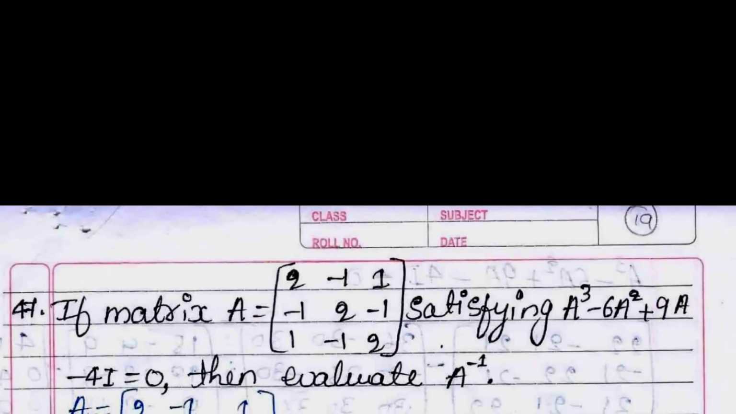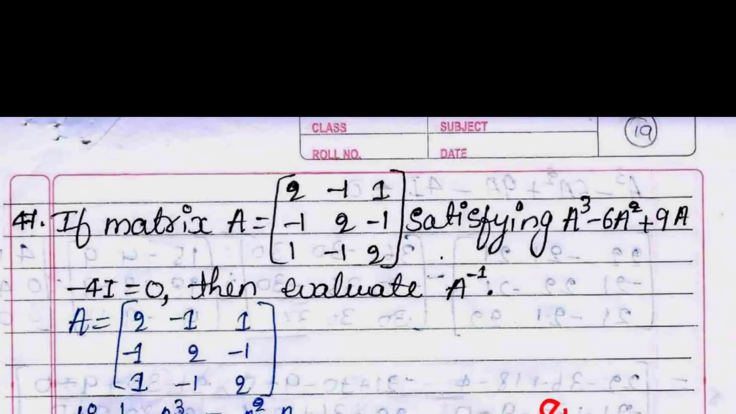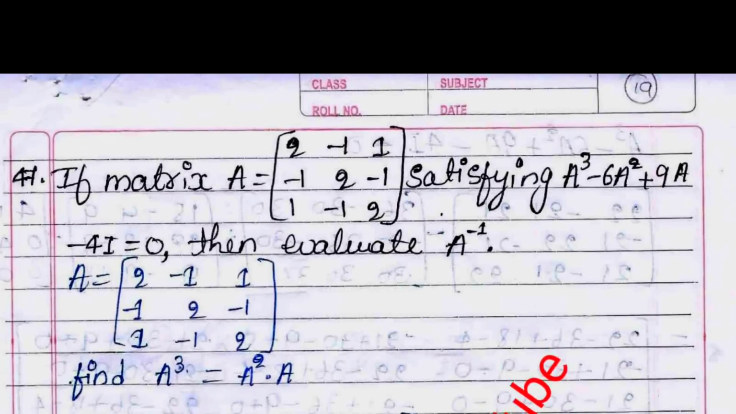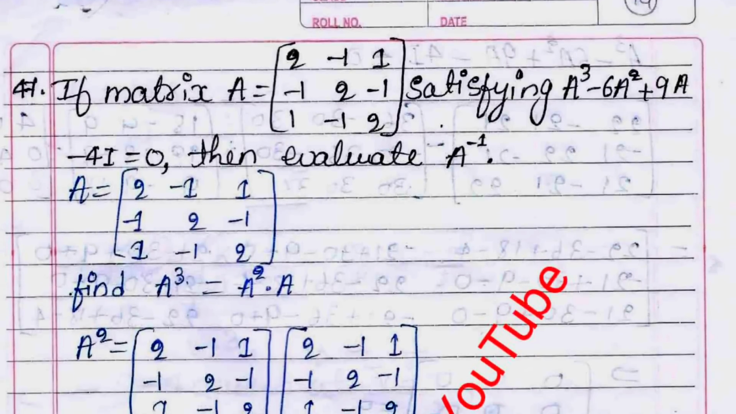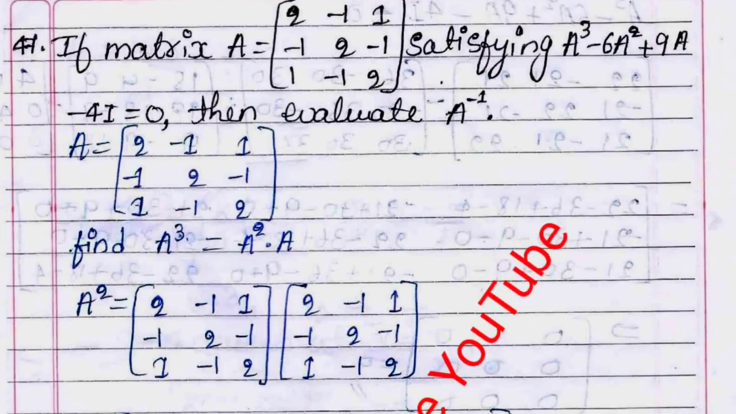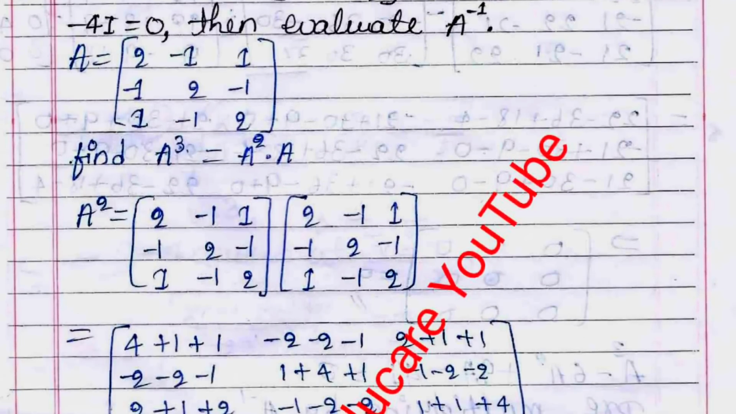If matrix A is [2, -1, 1; -1, 2, -1; 1, -1, 2], satisfying A cubed - 6A squared + 9A - 4I = 0, then evaluate A to the power minus 1, and the answer is below.